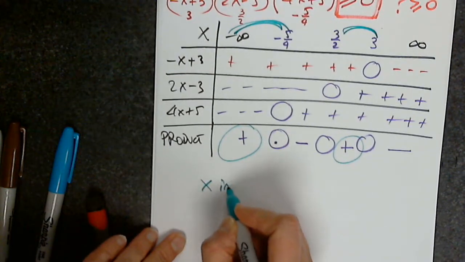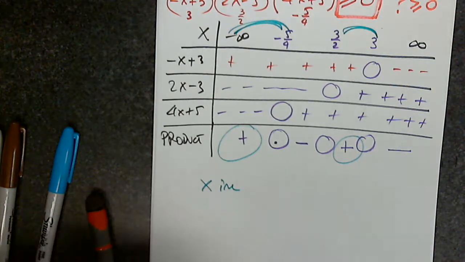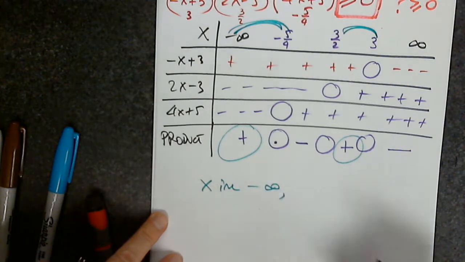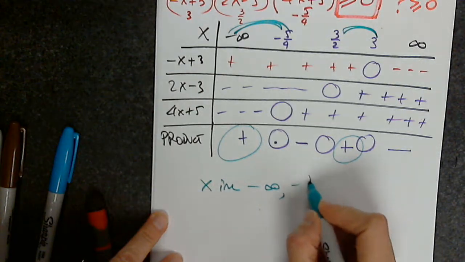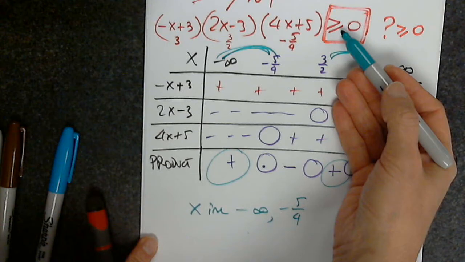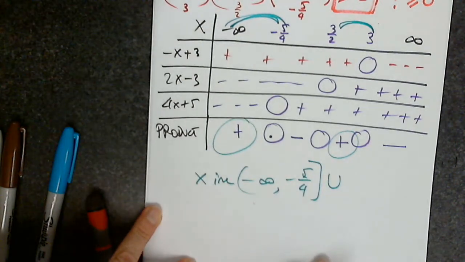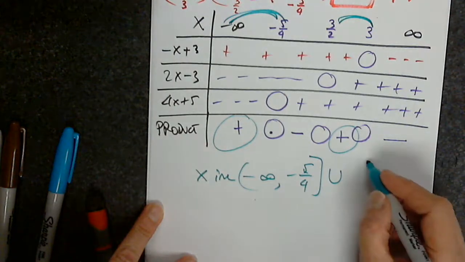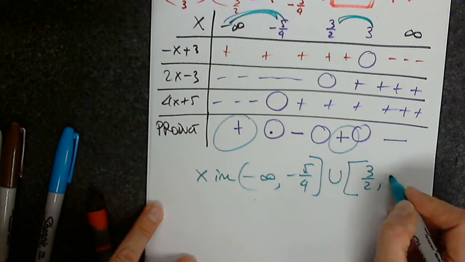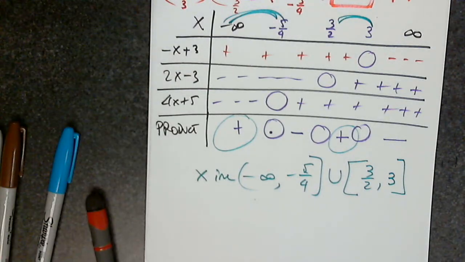So x in the interval, what would you say? Negative infinity, comma. Very good. I have to choose the bracket because of the equal symbol here. Union 3/2, with a bracket, yes, 3/2, comma 3. That's it. Awesome. Good.